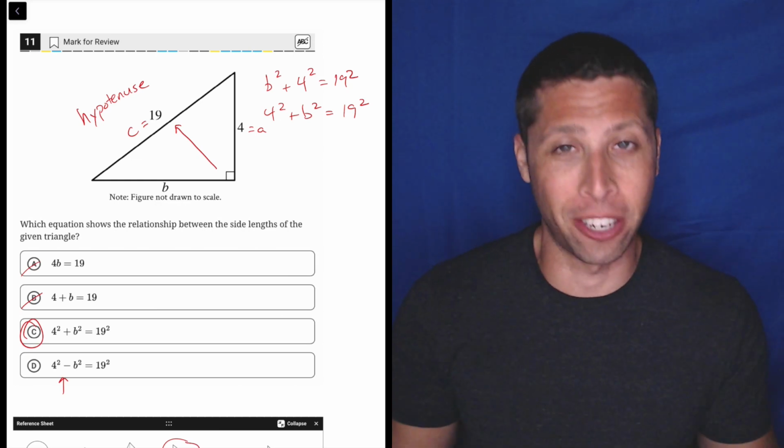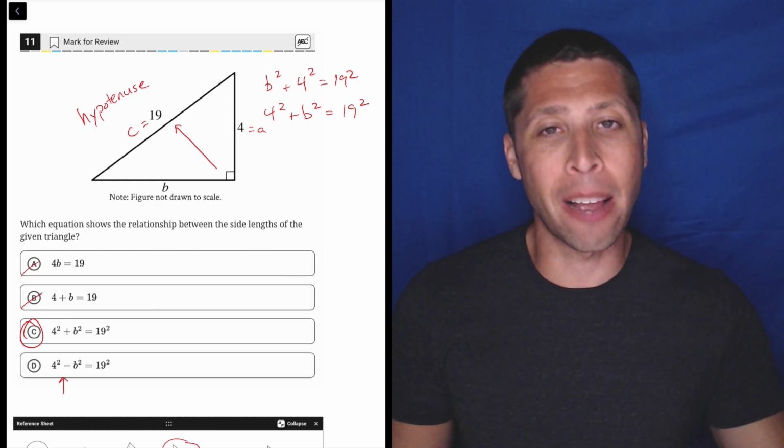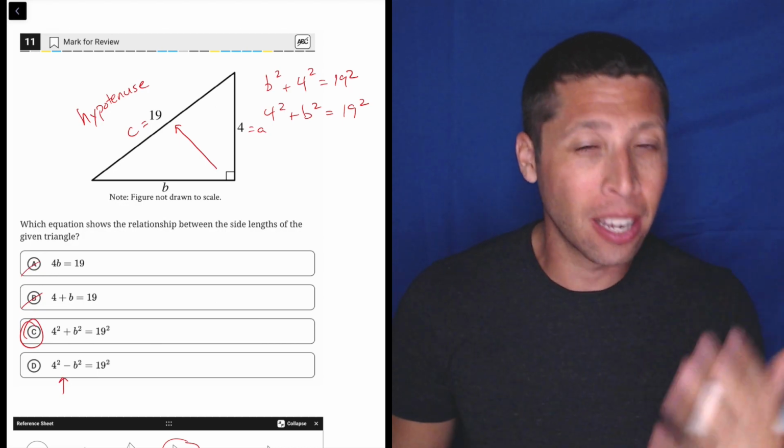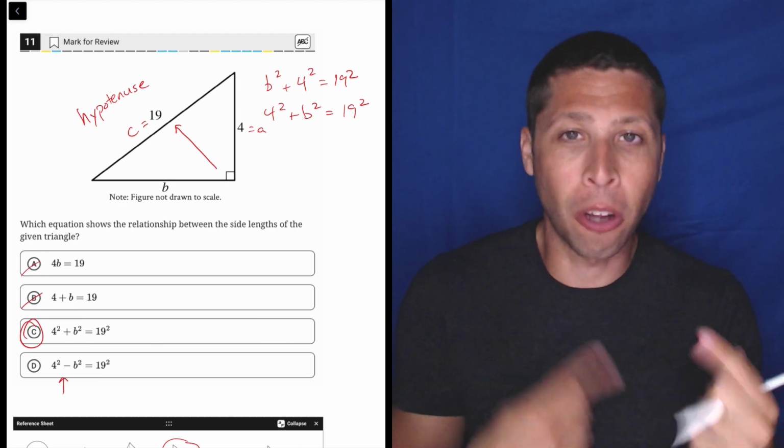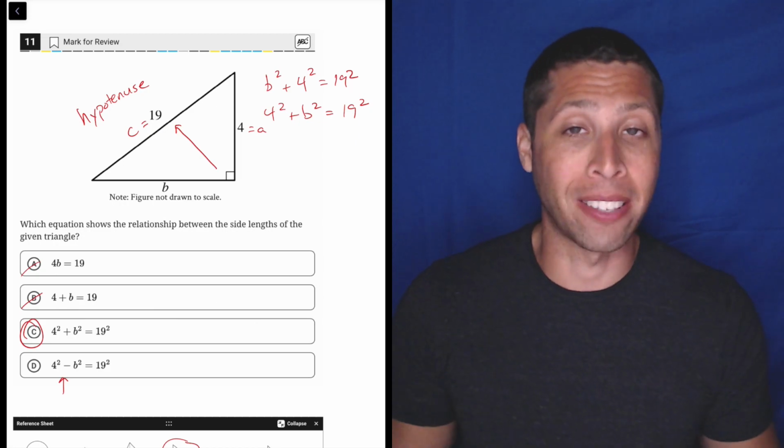So you want to make that connection really quickly, but if at any time with a geometry question you're kind of stuck, open that reference chart. That'll hopefully get some ideas flowing so you can try something and get the points.